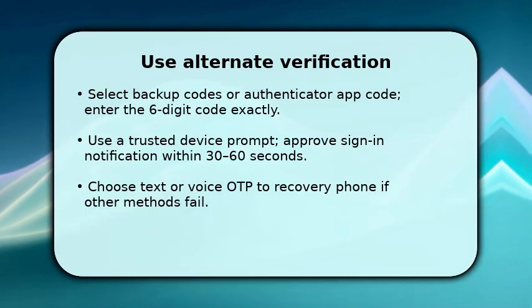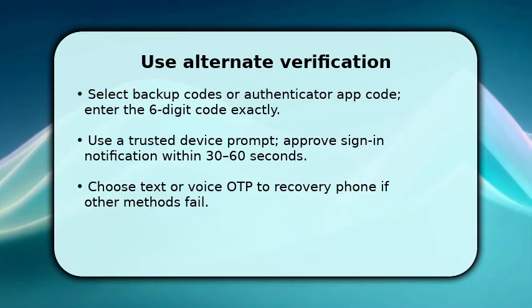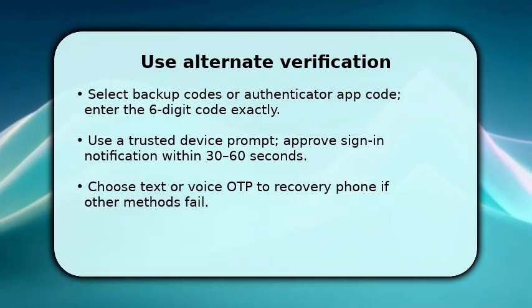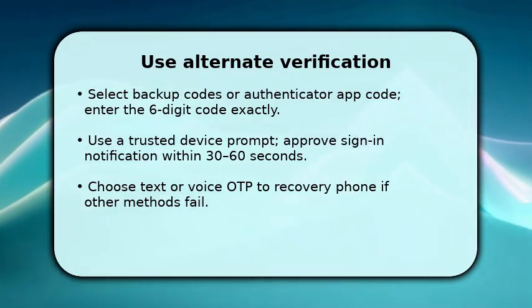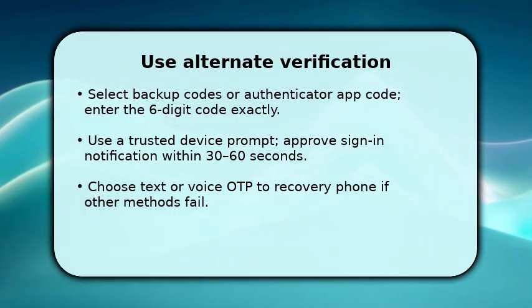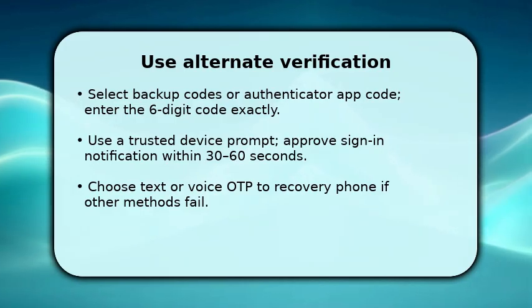If you use an authenticator app, open it and type the 6-digit code immediately. Codes refresh, so speed matters. If you own a trusted device, tap Approve on its notification. This bypasses codes. If all else fails, request a text or voice one-time passcode to your recovery phone and enter it to advance. Finish by completing the account recovery steps and resetting your two-step verification.